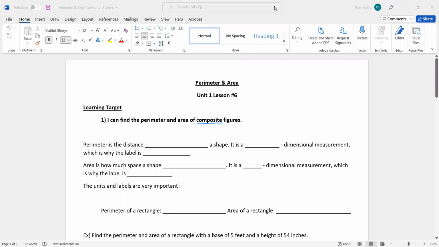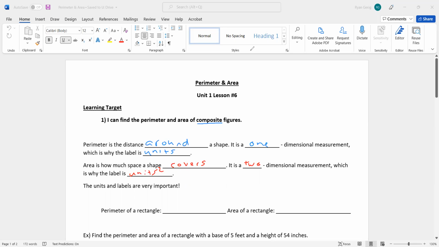All right, so perimeter is the distance around a shape. It is a one-dimensional measurement, which is why the label is units, whatever the units are. This will make more sense once I talk about area. Area is how much space a shape covers. It's dependent on length and width, so it is a two-dimensional measurement, which is why the label is units squared. The units and labels are very important.